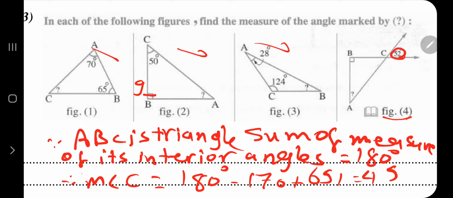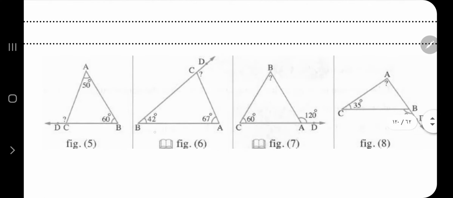As you see, this is 52. Here is 52, a vertically opposite angle. The next one.